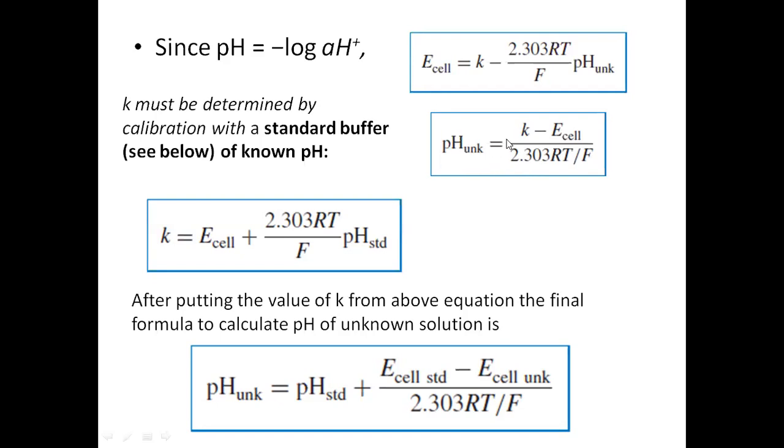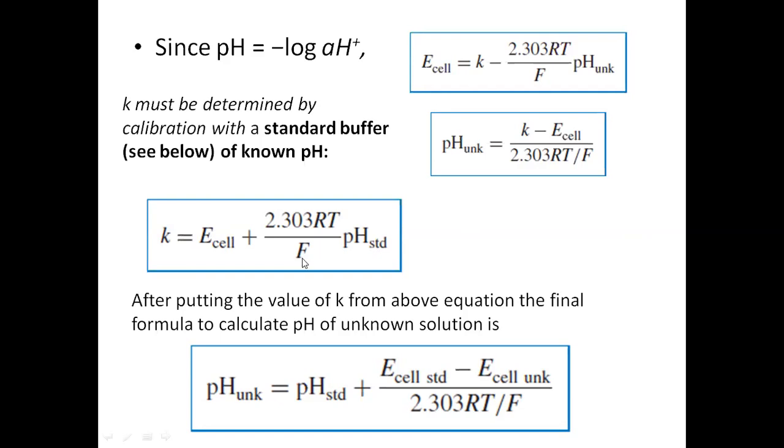Now the K, which is unknown over here, we can find out from this formula: E cell is equal to K plus 0.203 RT upon F of the pH standard. Now, which pH standard do we use over here? There are some buffer solutions. We know that we can calibrate the pH meter with buffer solutions of pH 4, pH 7 and pH 9. The same pH buffers we can use over here. We can put the value either 4, 7 or 9 over here, and we can calculate the K. This value we have to put over here.